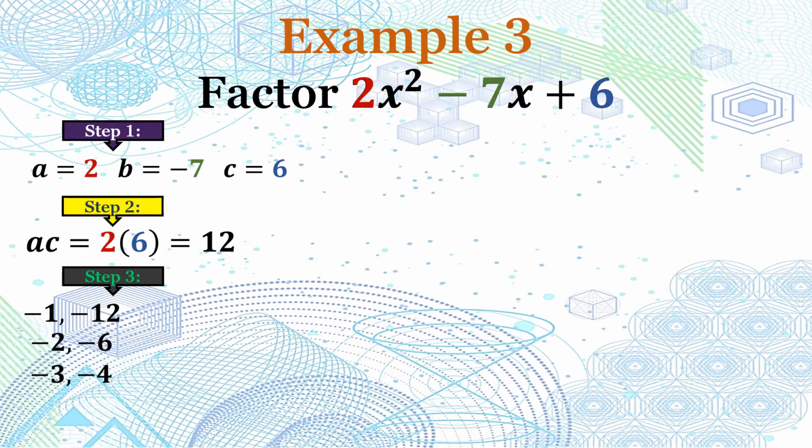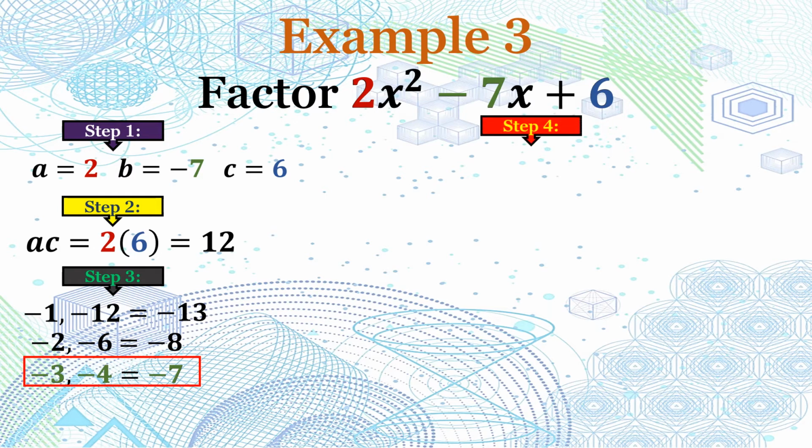Now let's add each pair of factors. So negative 1 plus negative 12 is negative 13. Negative 2 plus negative 6 is negative 8. Negative 3 plus negative 4 is negative 7. So the factors of AC that add up to B are negative 3 and negative 4.